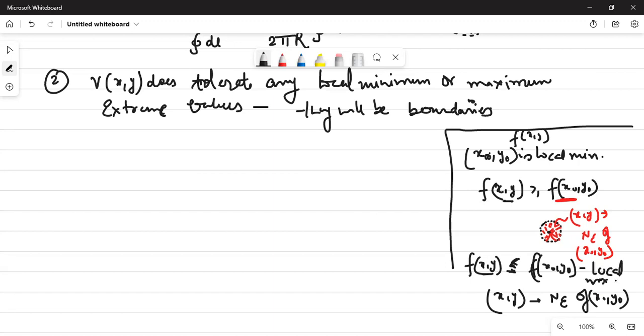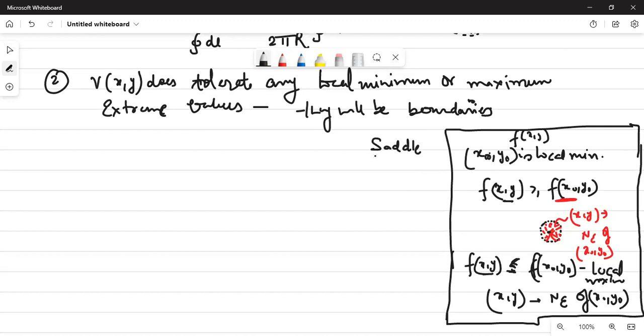And then there is another case, called a saddle point, where the function is neither maximum nor minimum. There is a point called a saddle point in multivariate calculus. If I say that my point (x0, y0) is a saddle point, what does it mean? It means that in the neighborhood of (x0, y0), I'm not in a position to say whether this is true or that is true. In this neighborhood, both of them may be true. I'm not in a position to say whether it is a local maximum or local minimum, so I say that this is a saddle point.